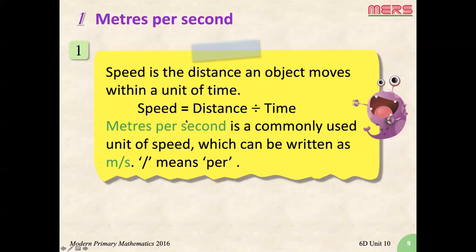So let's do some conclusion for the definition of speed. Speed is the distance of an object moved within a unit of time. So we can use distance divided by time to find the speed. And the speed with the unit meter per second is commonly used as the unit of speed, which can be written as meter/s, means this slash means per, meter per second.